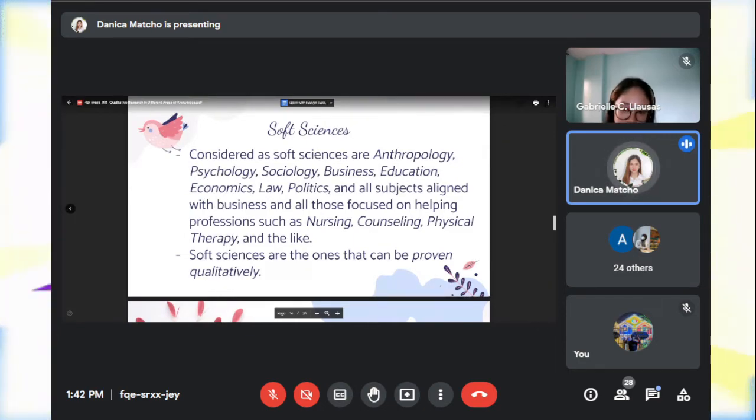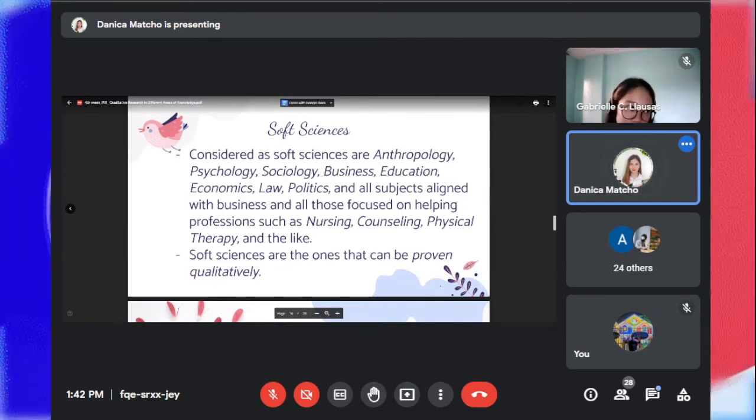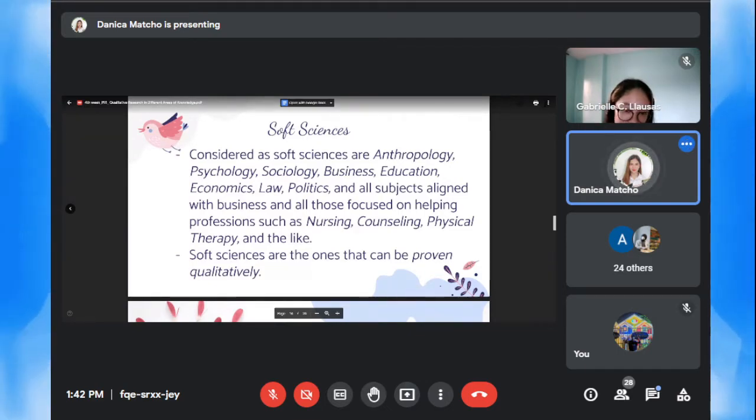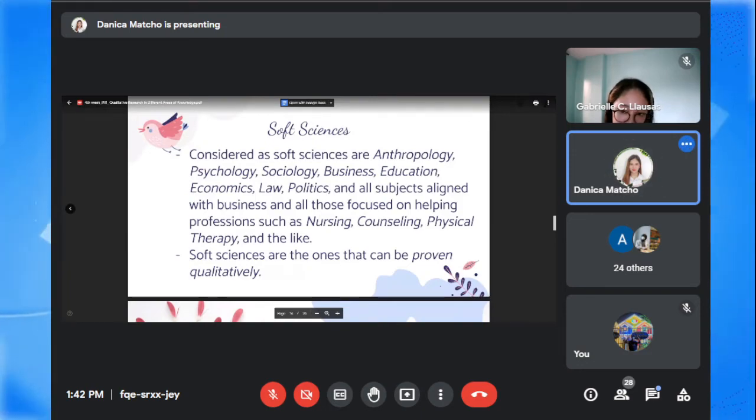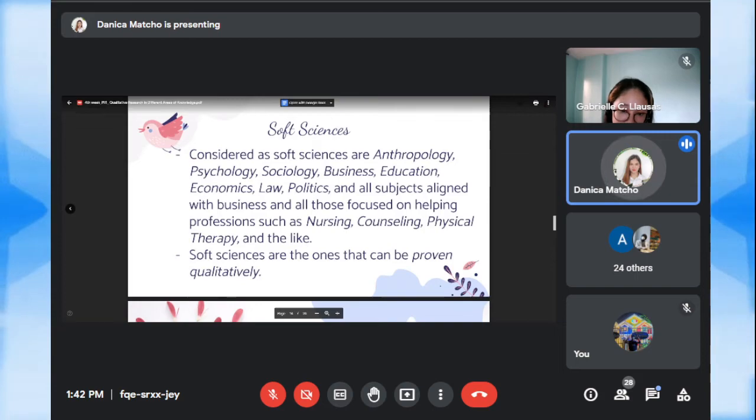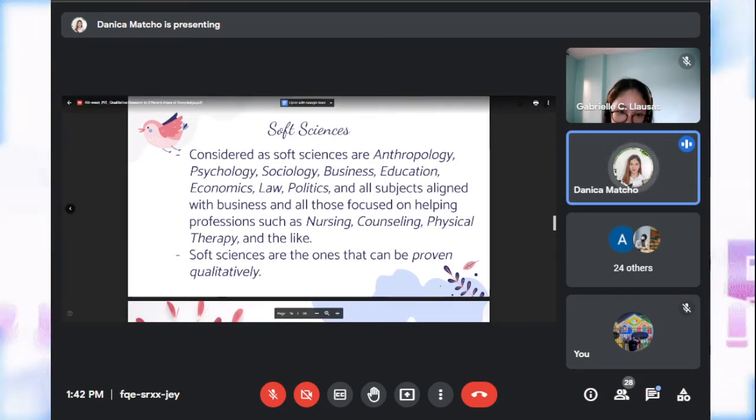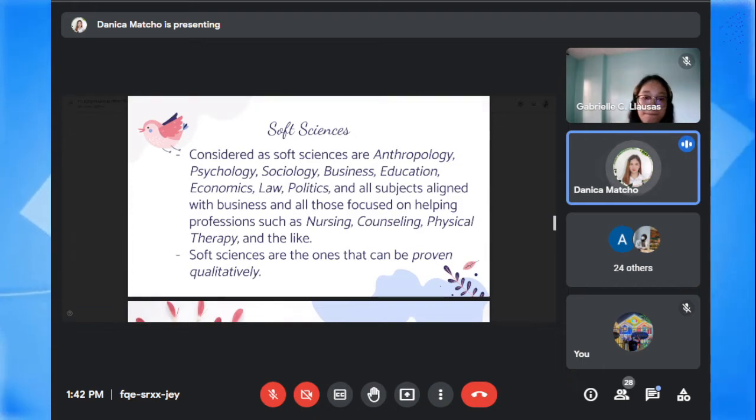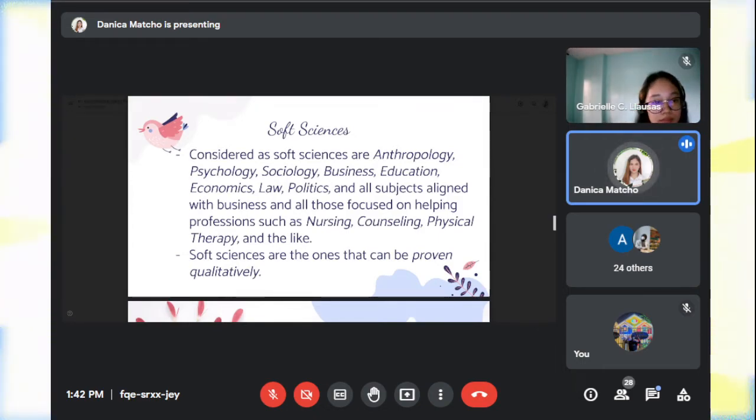Kasi you are dealing with intangible things. Not things that can be touched, things that can be measured. Are we clear? Alright, good. Ayan, so aside from psychology, we also have anthropology, sociology, businesses, education, economics, law, politics. Okay? And we also have nursing, counseling, physical therapy, and the like.